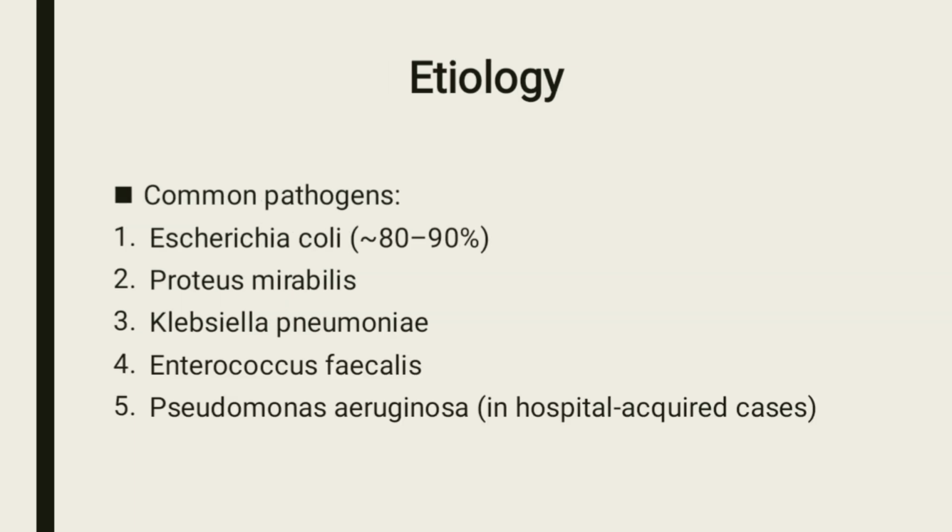Acute pyelonephritis is most commonly caused by Escherichia coli, accounting for nearly 90% of the community acquired cases. Other gram negative organisms such as Proteus and Klebsiella are also seen, particularly in complicated cases or hospital settings.